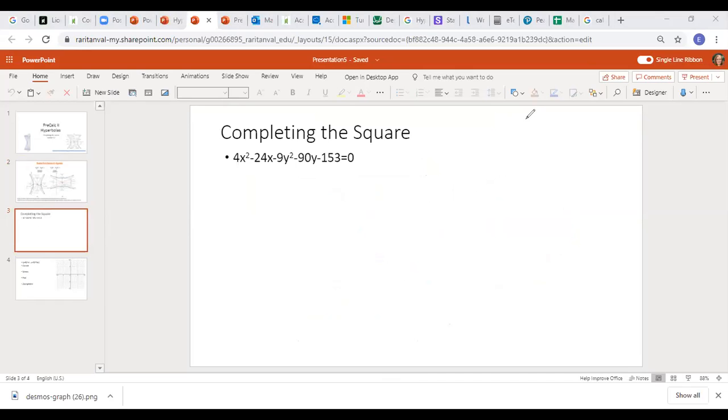The way that we do that is by completing the square. The first thing I want to do is add 153 to both sides, and I'm going to group this. When I rewrite this, from our x terms we can factor out a 4. This becomes x squared minus 6x, and we're going to leave a space here. And out of our y terms, we're going to factor out a negative 9. So this is y squared minus 10y. Again, I'm leaving a space so I can complete that square, and this is equal to 153.